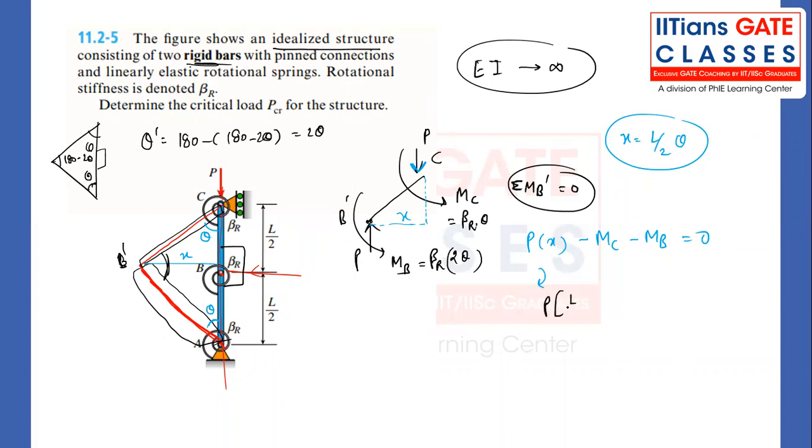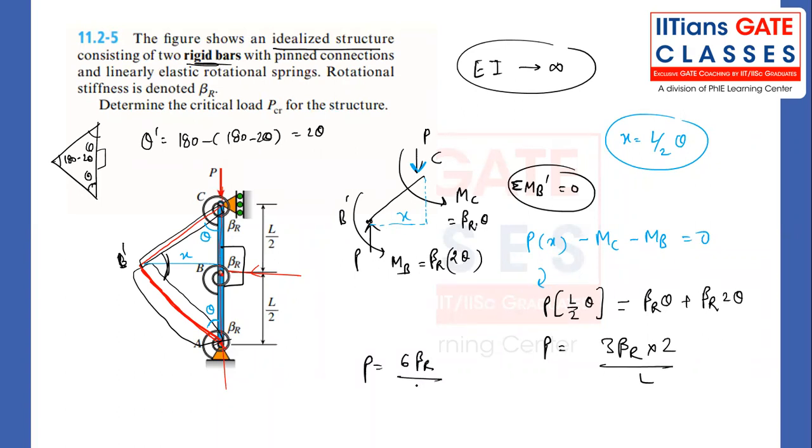So P into L by 2 into theta is equal to beta R into theta plus beta R into 2 theta. So P will be, getting three beta R into 2 divided by L. So P will be 6 beta R divided by L. This will be the answer.